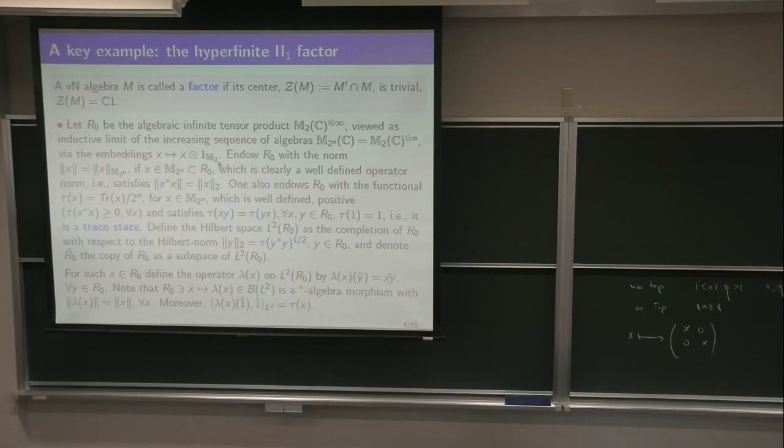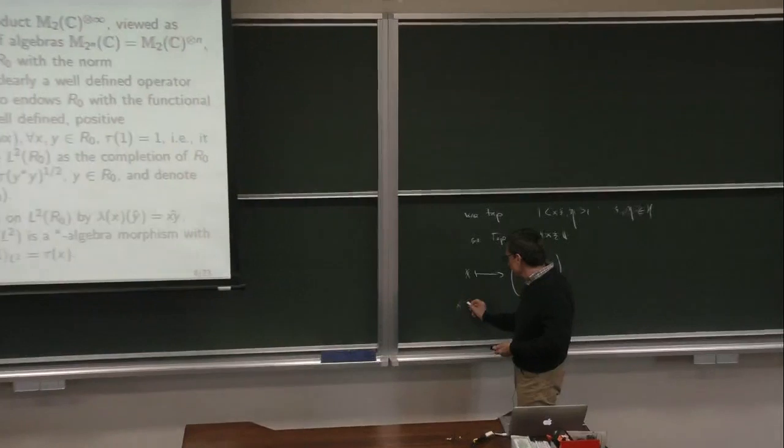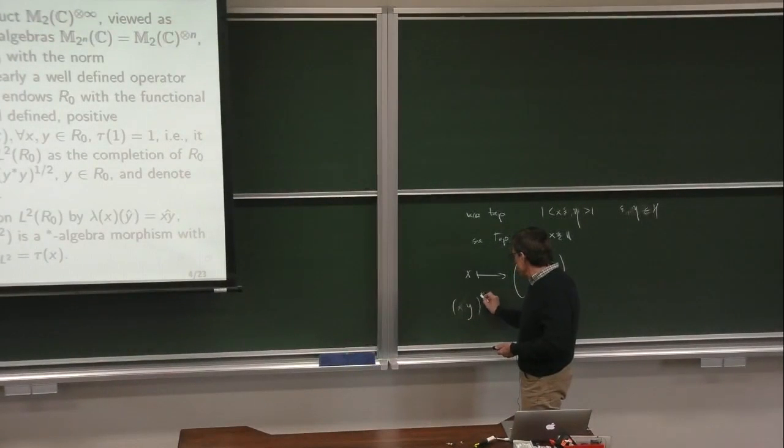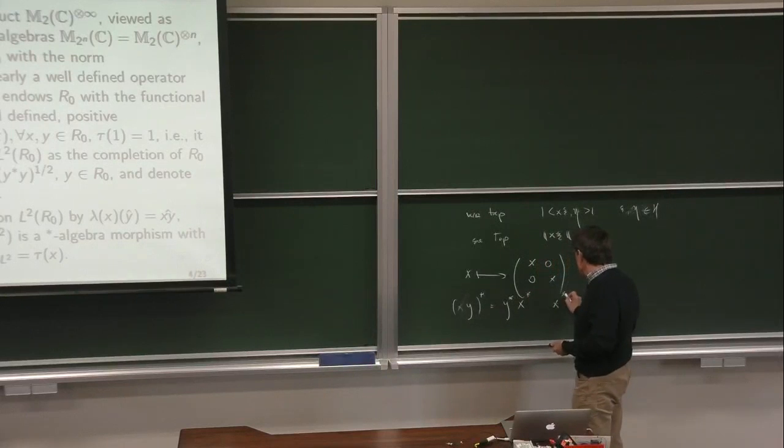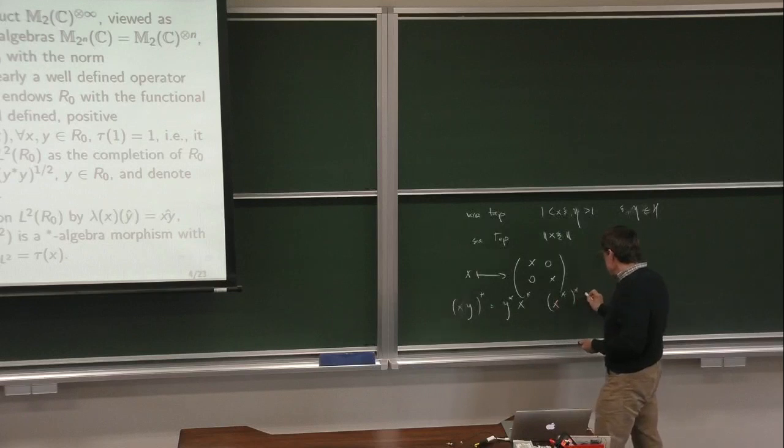By the way, I didn't mention it, but our star operation is the adjoint when you act on the Hilbert space. But in general, when I say a star operation, that means an operation that is anti-linear on the one hand, and on the other hand, it inverts the order of multiplication, and also star star is equal to X.